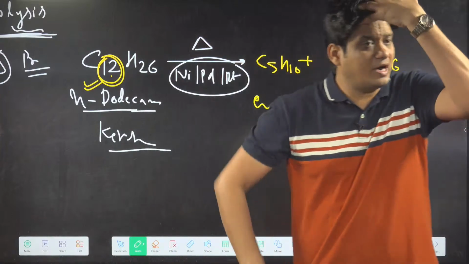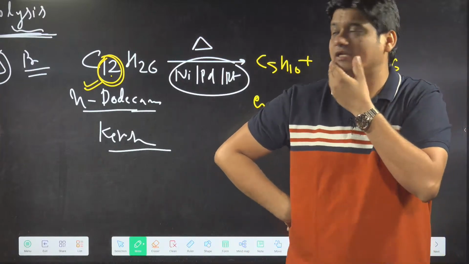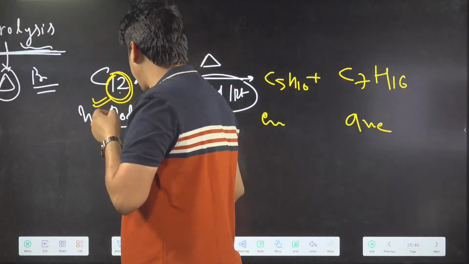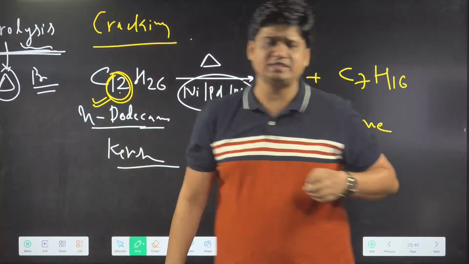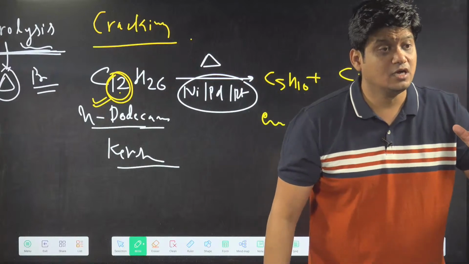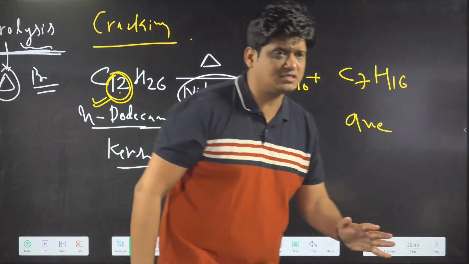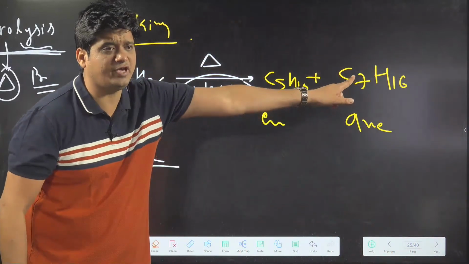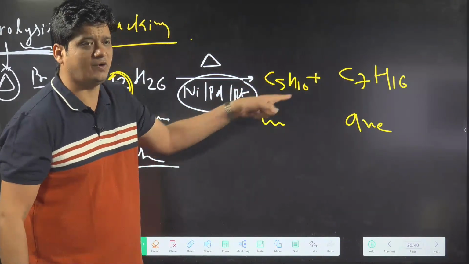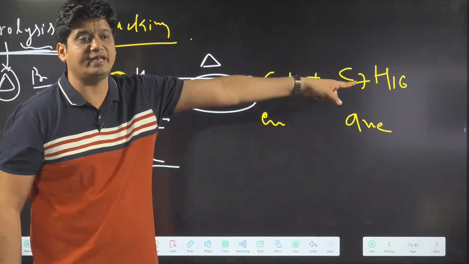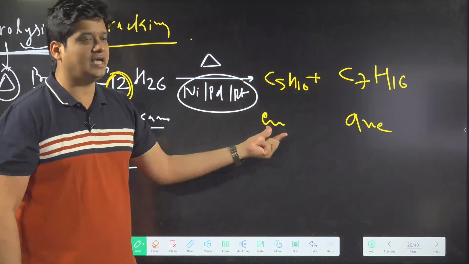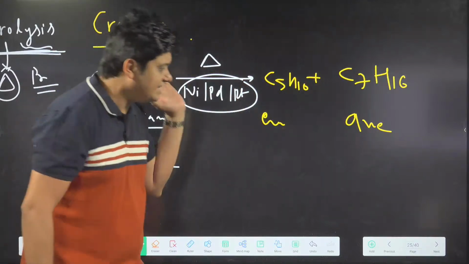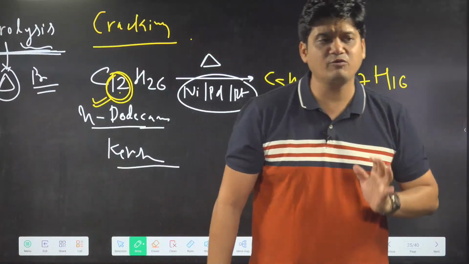How to memorize? What is there in our syllabus? Cracking. Pyrolysis is also known as cracking. 12 months break into 7 days in a week, so C7 and C5 are formed. 7 is the big brother, which means it is alkane, and the other one is alkene. In this way you can memorize.